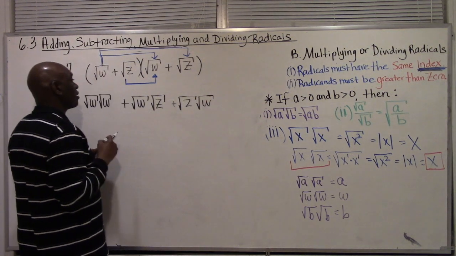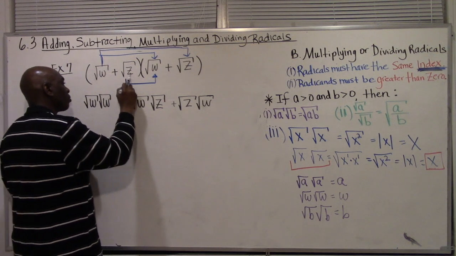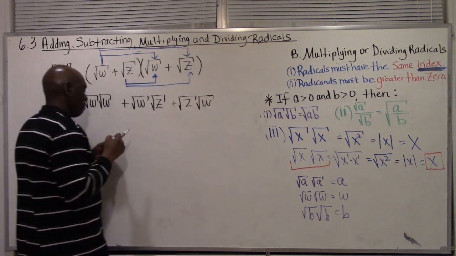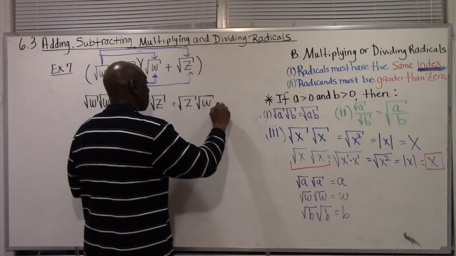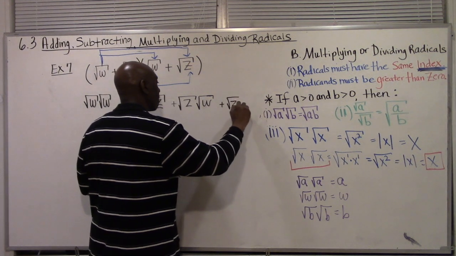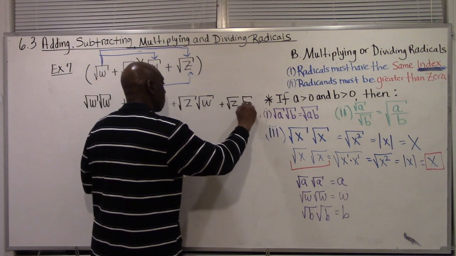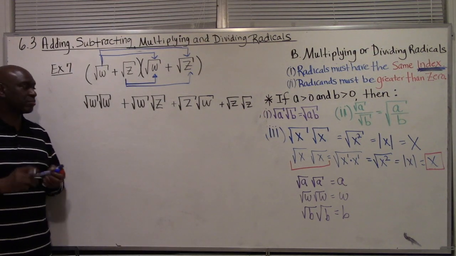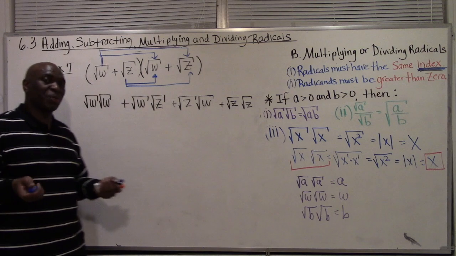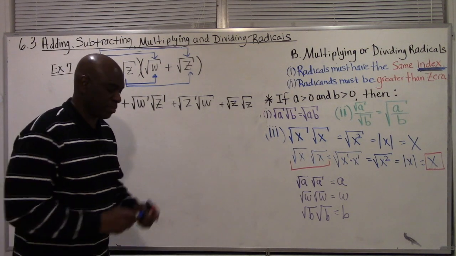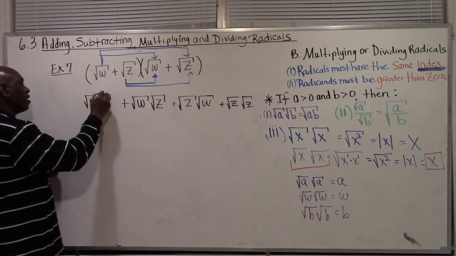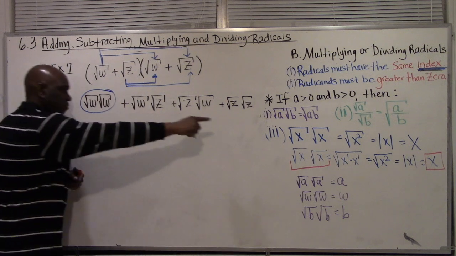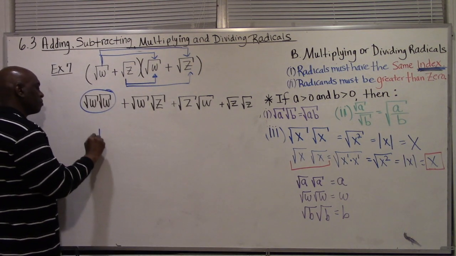All right, and the last one, root Z times root Z. Okay, good. All right, here we go. Let's wrap this one up. What is root W times root W? Good, W. Plus.